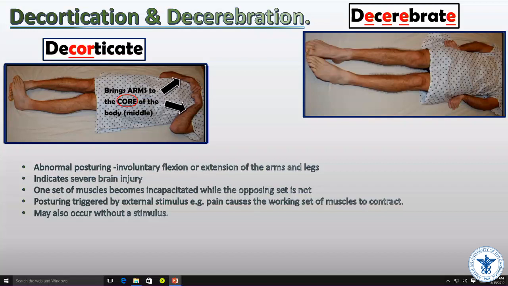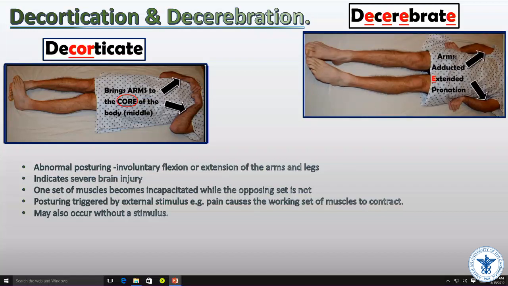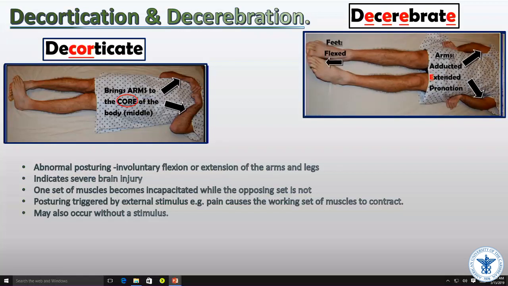The other one is called decerebrate rigidity or decerebrate posturing. You can see in this one, the arms are extended and adducted out, and there's some pronation. The feet are very similar to decorticate, and they're plantar flexed. The way I would remember this would be all the E's you have. E for extension, and you have all these E's in decerebrate. So that's one way to remember which one's which.